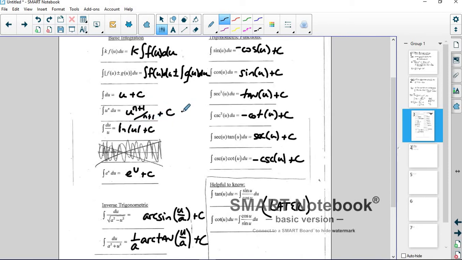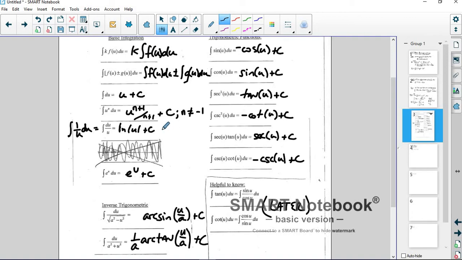So this rule does not apply when n is -1. Well, if n is -1, that'd be u to the -1, which is the same as 1 over u. And 1 over u is the same as du over u, and that is the derivative of the natural log. Now notice we did put absolute values around that. That's important. You need the absolute values around the u.